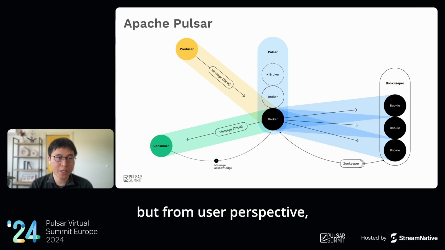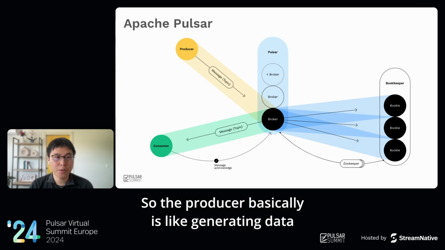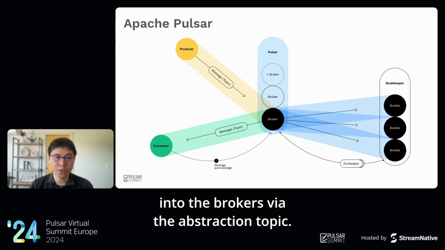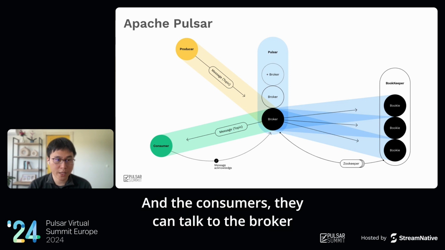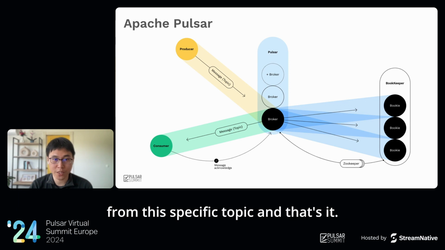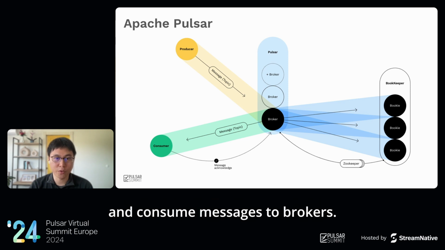But from the user perspective, what people actually care about is producers and consumers. The producer basically generates data and pushes these messages into the brokers via the abstraction of a topic. And the consumers can talk to the broker and say, I want to consume messages from this specific topic, and that's it. That's how customers can set up the pipeline to produce and consume messages through brokers.